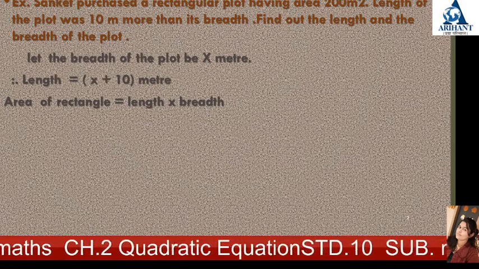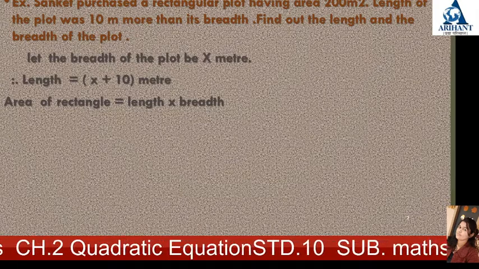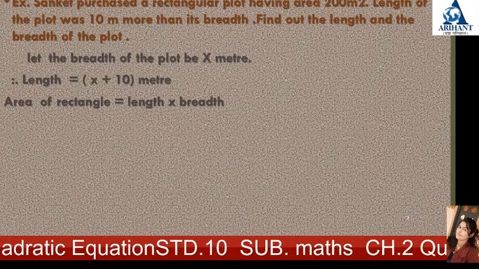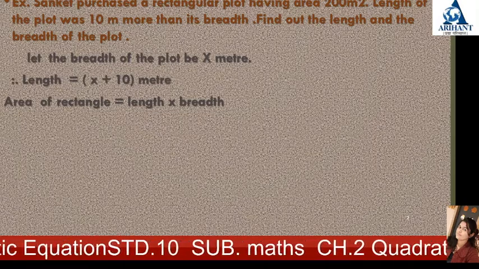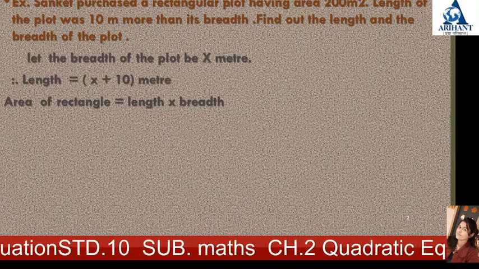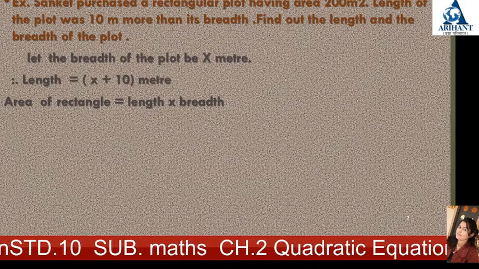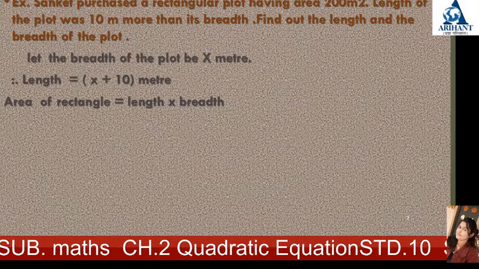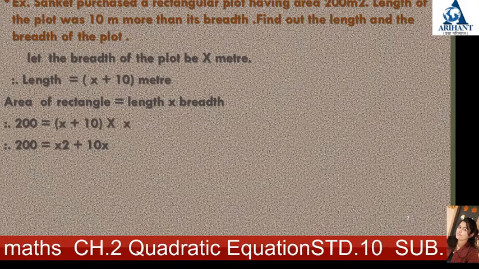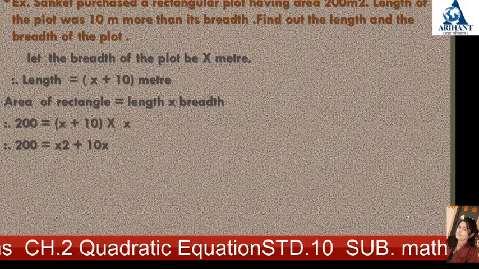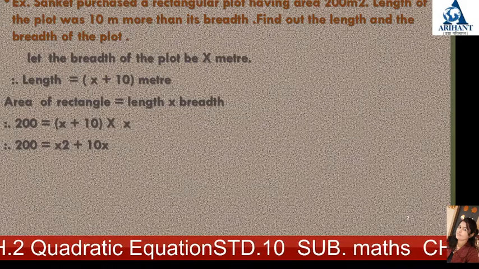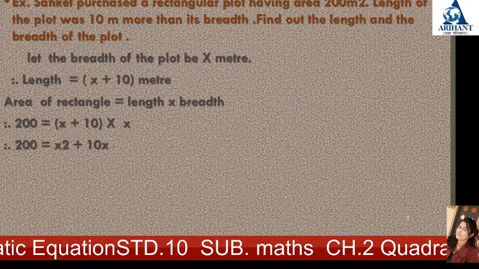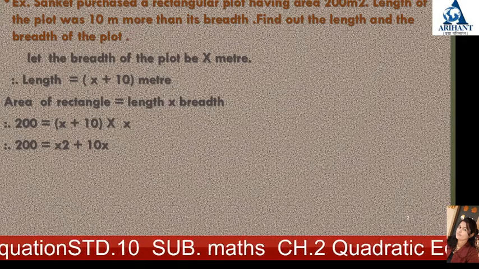Let the breadth of the plot be x meter. Suppose. So, what is the length? Then the length should be x plus 10 because it is 10 meter more than the width. Then area of rectangle is equal to length into breadth. This is the formula. Then let's put the value 200. Area of rectangle is given, 200 meter square. That is equal to x plus 10, which is the length of the plot, into x.